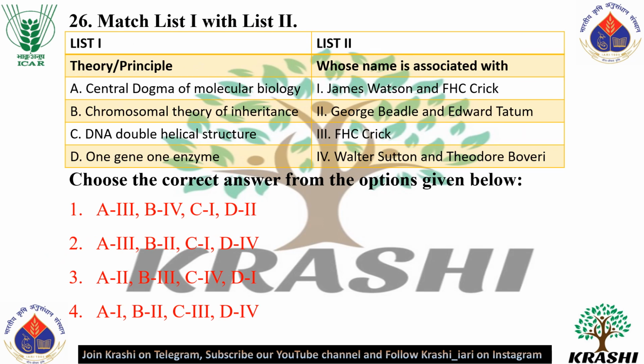Question number 26. Match the theory or principle with the names associated with it. Central dogma of molecular biology is related to Francis Crick. Chromosomal theory of inheritance was given by Sutton and Boveri. DNA double helical structure was given by Watson and Crick. One gene, one enzyme hypothesis was given by Beadle and Tatum. So the correct answer would be A3, B4, C1 and D2, that is option number 1.